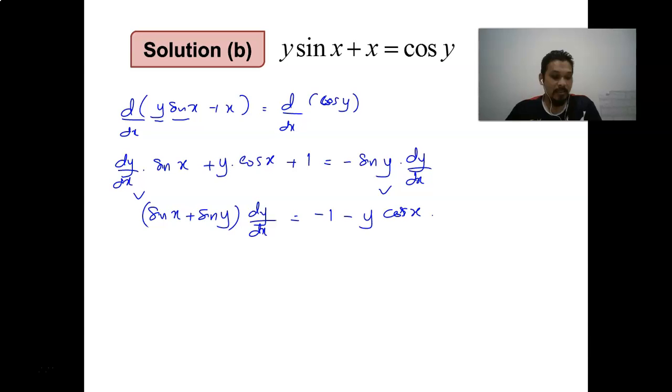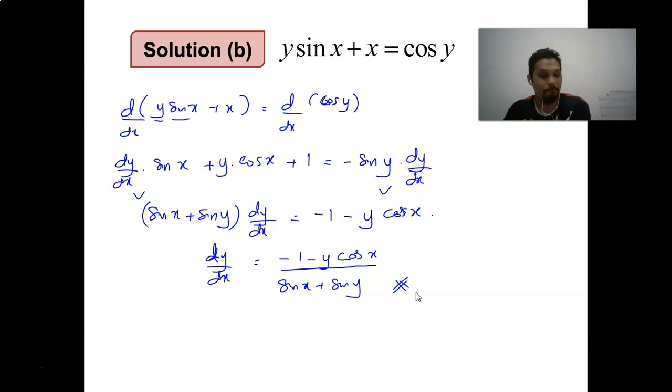Okay, so then dy/dx equals negative 1 minus y cos x divided by sine x plus sine y. That's it.